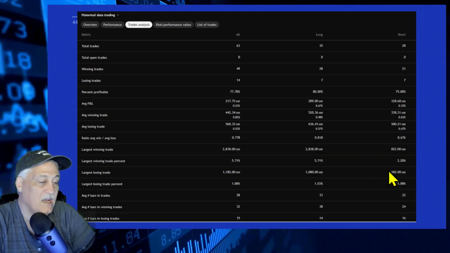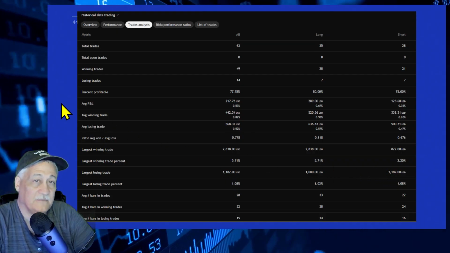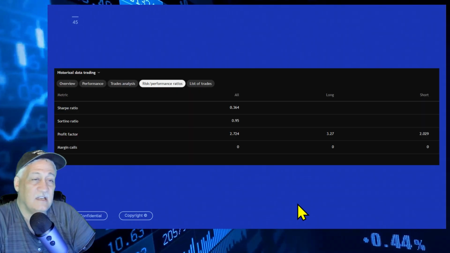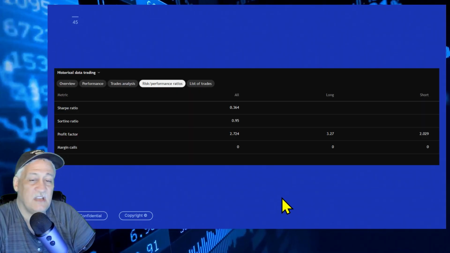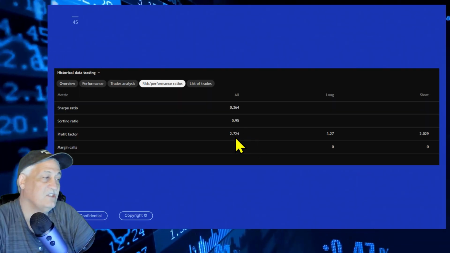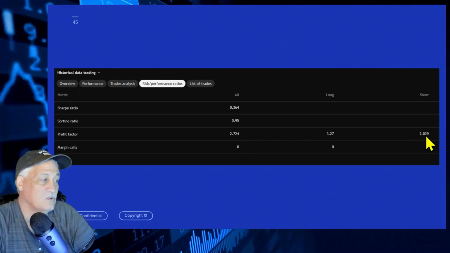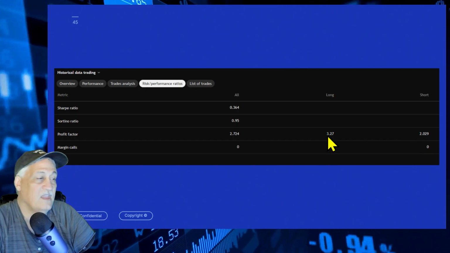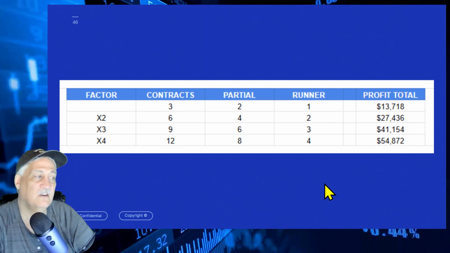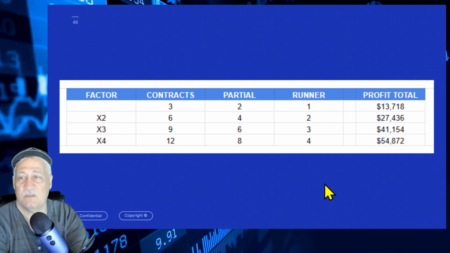Okay, so there's the stats on it. Love those. Great stats on this. There's the risk performance ratio. Our profit factor, we're at a 2.72 overall, because short we're at a 2.0, and then profit factor on longs 3.2. Here is where the magic lies.